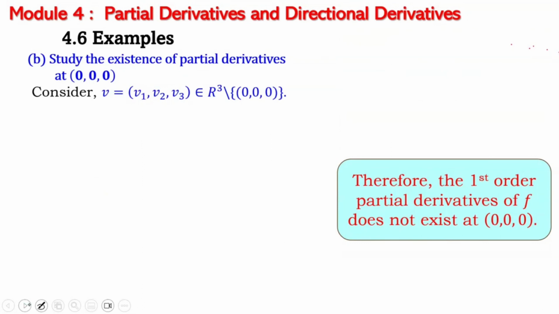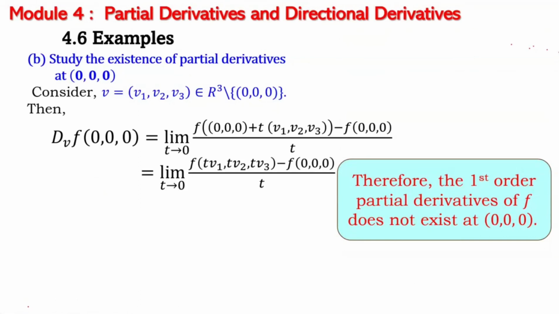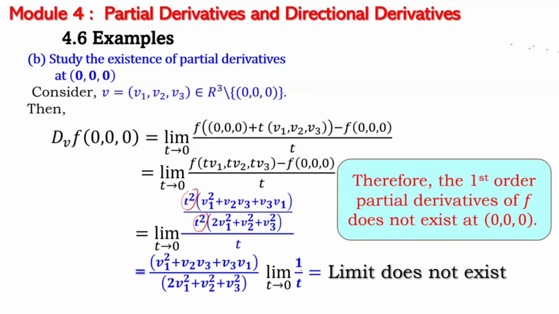So again we now consider a three-component vector (v1, v2, v3). Then by definition we have this expression. So we substitute it and we see that it becomes like this. Now here this t squared will cancel out. So we have an expression of the form 1/t, which does not exist when t tends to 0. The limit does not exist. So therefore, the first order partial derivative of f does not exist at (0, 0, 0).